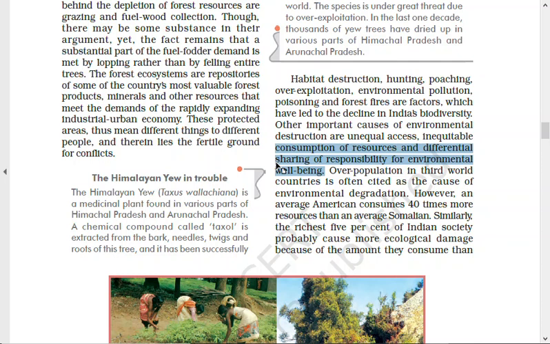Okay. So, overpopulation in third world countries. You understand the meaning of third world countries? Our countries. Okay. That means those countries which got independence after the Second World War are called third world countries. So overpopulation in third world countries is often cited as the cause of environmental degradation. Why do we have overpopulation? Too much population? People used to be uneducated about family planning. Okay. What else?